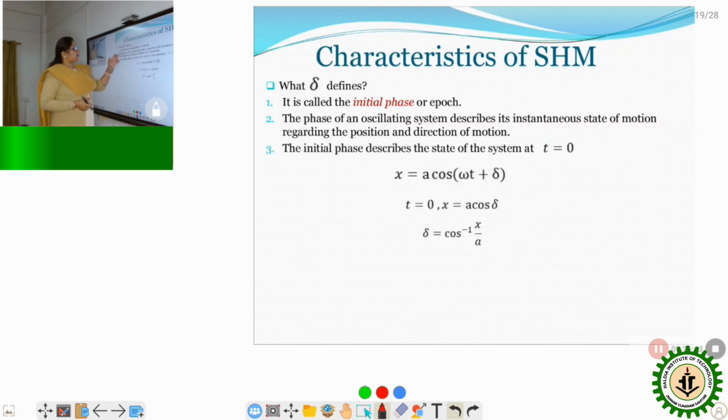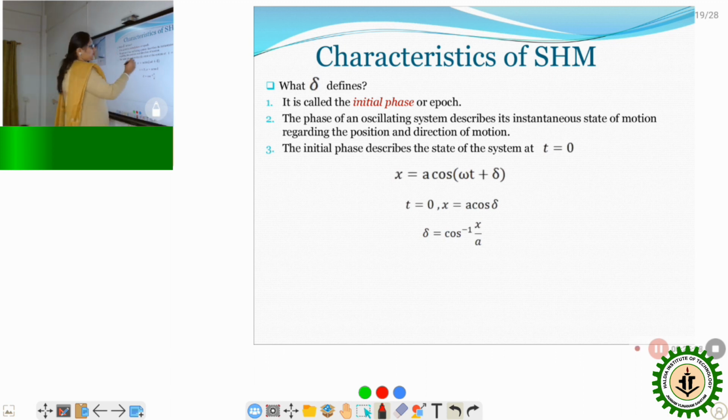Okay. Now what is this delta? This delta defines the initial phase. What does the phase mean? Phase means it describes its state of motion, that it is at rest position or it is in motion. Its state is described by this delta.